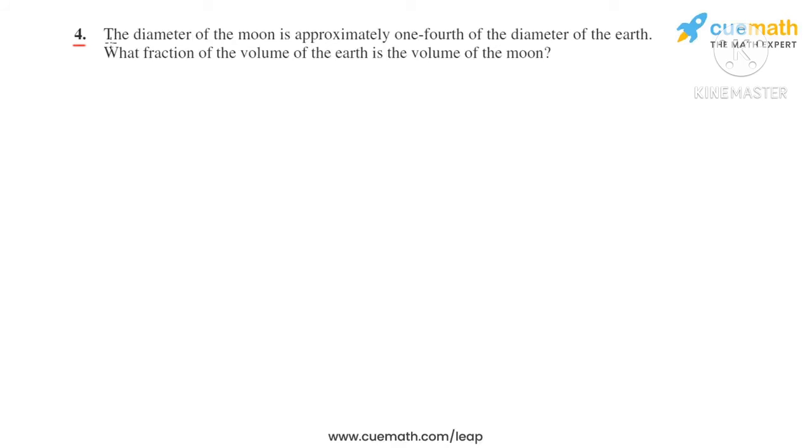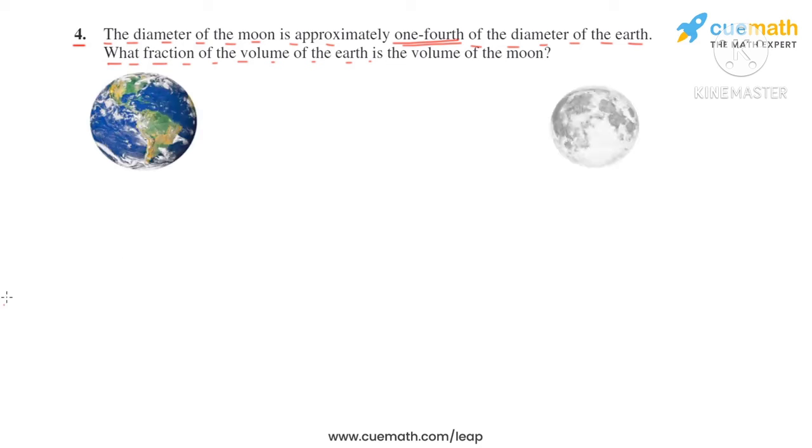So this is the volume of the sphere for the second part. In the fourth question, it is given the diameter of the moon is approximately 1/4 of the diameter of the earth. Then it is asking what fraction of the volume of earth is the volume of moon. That is, volume of moon is how many times or what fraction it is of volume of earth. That is, we have to find the ratio of their volumes.